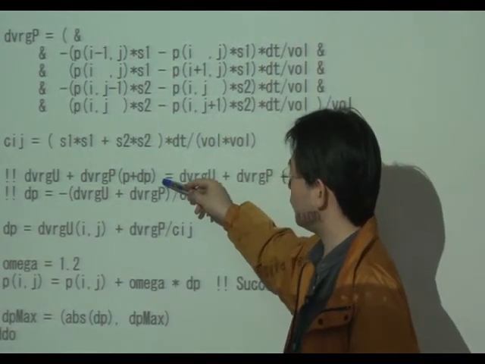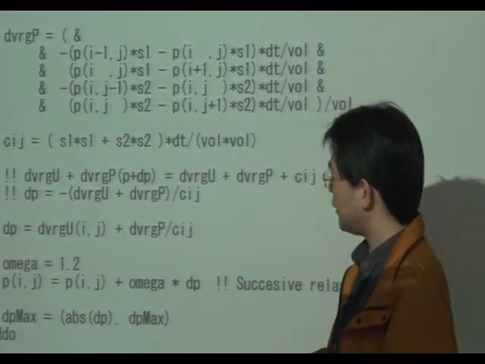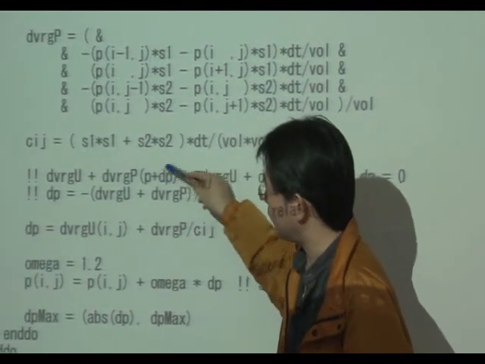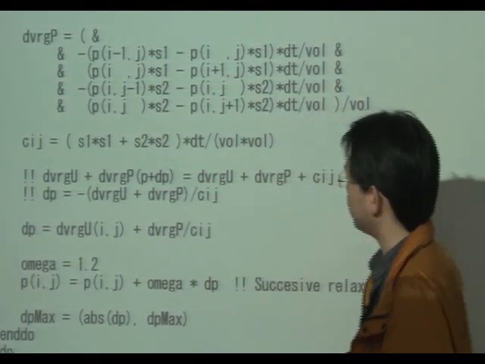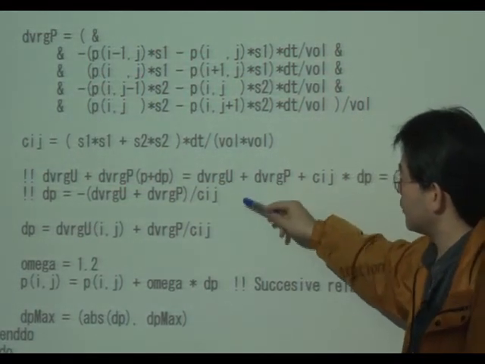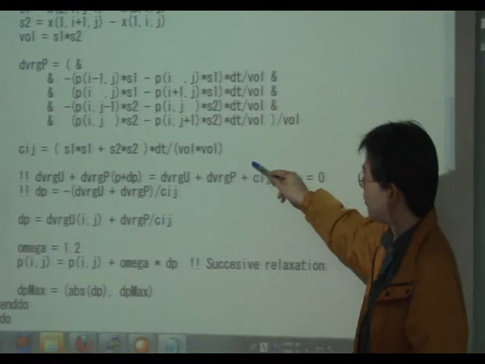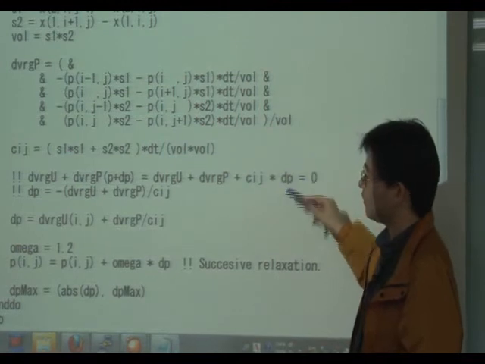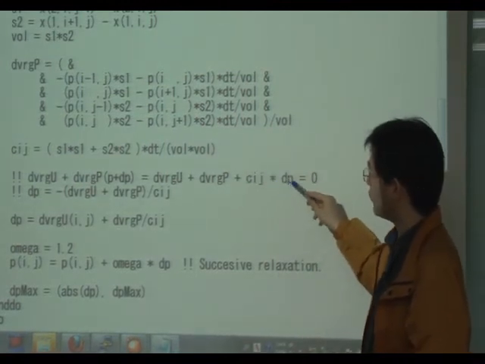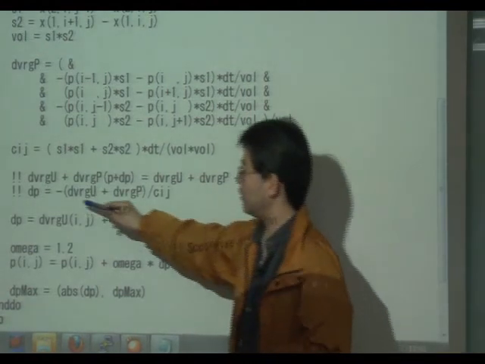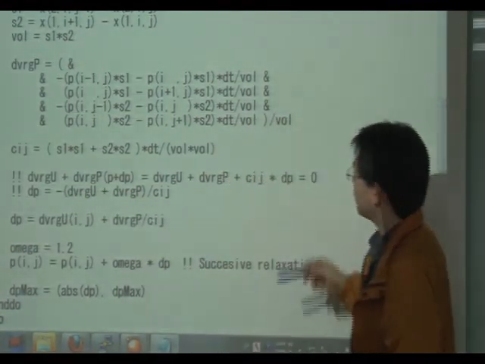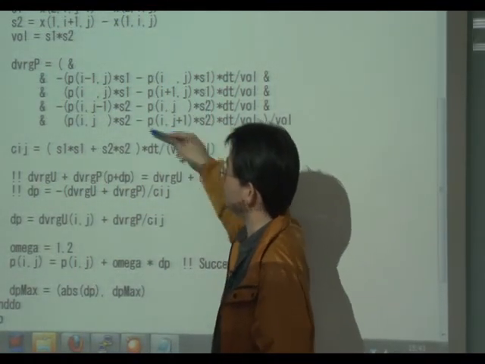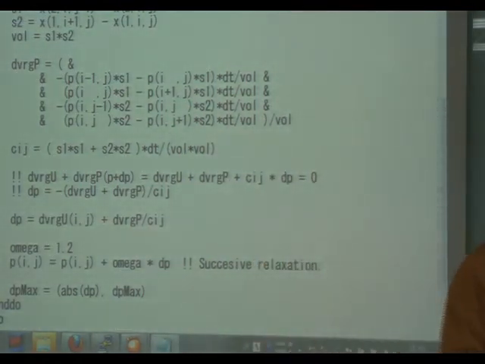And the approximation of this one should be calculated. This part is original divergence plus some coefficients times delta P. If we get this one, we can calculate dP like this. And this Cij is provided from this form of divergence P.